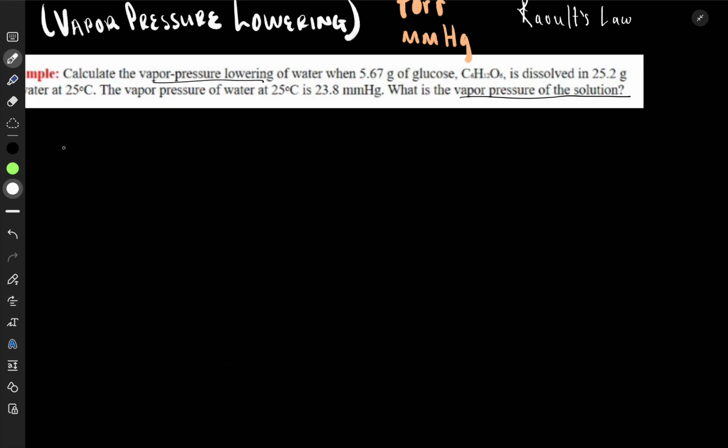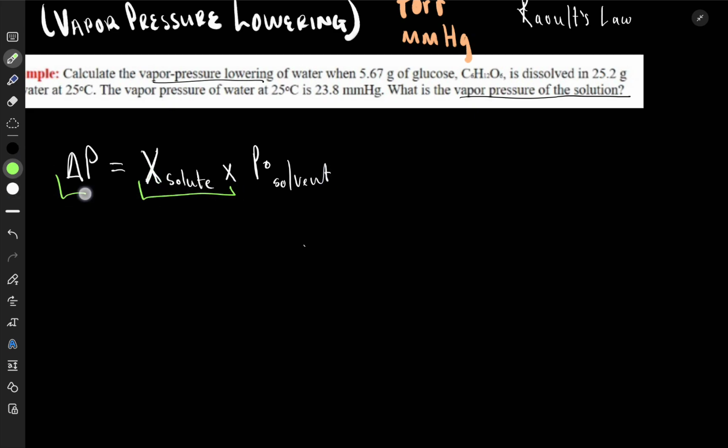The two formulas we needed: vapor pressure lowering, delta P, is equal to the molar fraction of the solute this time, not of the solvent. The solvent is just for the final pressure. The final pressure of the solvent is the molar fraction of the solvent times the initial pressure of the solvent. But here, vapor pressure lowering is the molar fraction of the solute times the initial pressure of the solvent. So all we are changing is this.